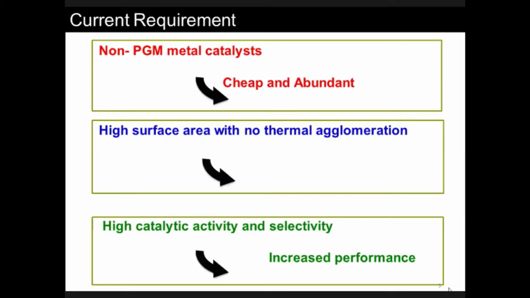So the non-PGM metal catalyst will exhibit a high surface area with no thermal agglomeration, and they also show high catalytic activity and selectivity. Hence you have increased performance.